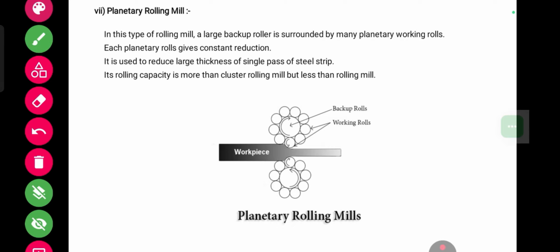Here you can see in the diagram, there are many small working rolls up and down on both sides, which revolve around the two large backup rolls present in the middle.